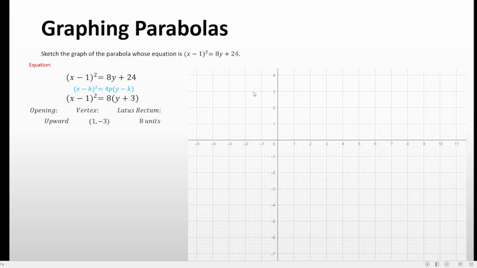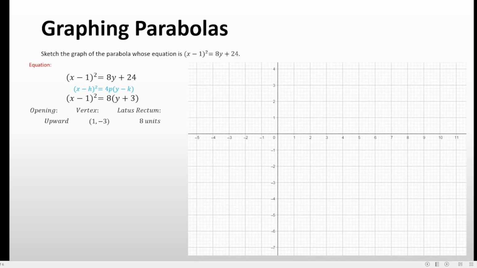So from here, we can already draw the rectangular coordinate system. I have here the ready-made rectangular coordinate system, and then plot the vertex. So the vertex is basically at (1, -3), so it's just here in the fourth quadrant. So 1 and negative 3. This is the vertex then.